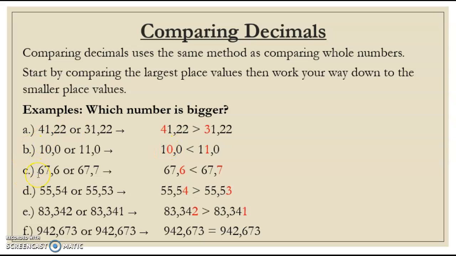C, 67,6 or 67,7. So the tens and the units are exactly the same, but the tenth spot is different. This one is 6, this one is 7, because 7 is greater, 67,7 is greater.